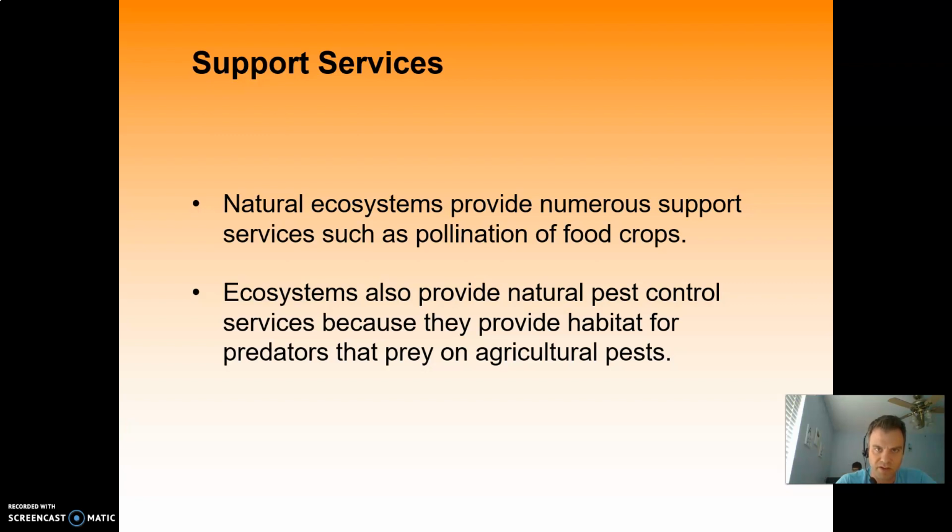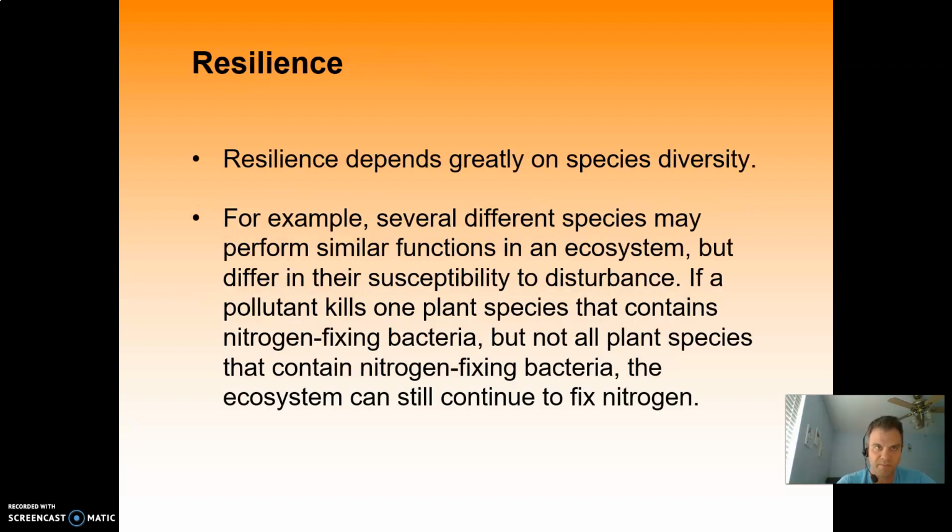Support services. Natural ecosystems provide numerous support services, such as the pollination of food crops by insects. And so the natural ecosystems also support our growing of food. If we decline the bee population, which is a big concern, we're going to stop pollination and stop growing crops. Ecosystems also provide natural pest control services because they provide habitat for predators that prey on agricultural pests. So this is natural pest control. If all of these went away, we have to do synthetic chemical pest control, which obviously is bad.